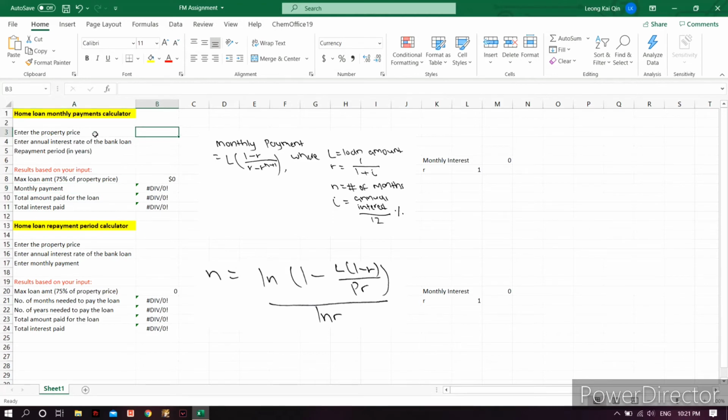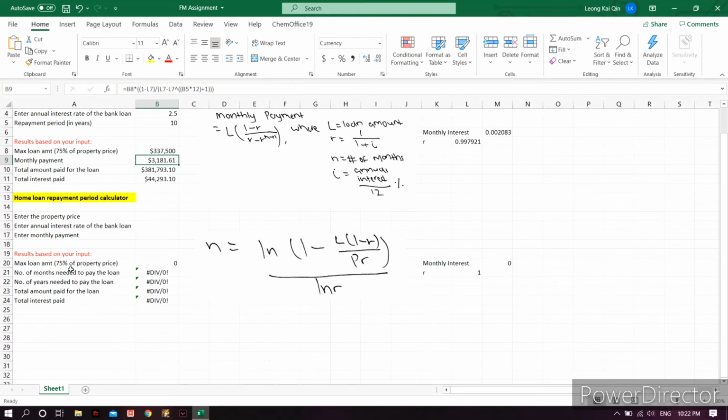So, for example, let's assume the property price to be $450,000. So you have to write in $450,000 right here. So how do we calculate monthly payment? Let's assume the annual interest rate to be 2.5%. Repayment period around probably 10 years. And once you're done entering your values, click enter, and the monthly payment values will come up.